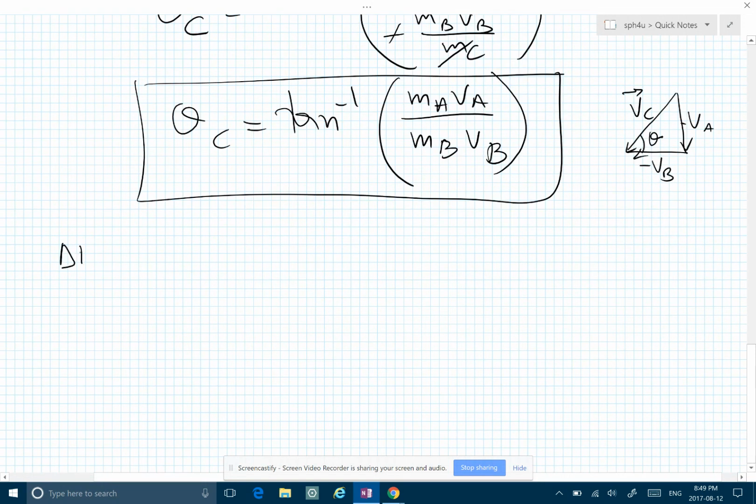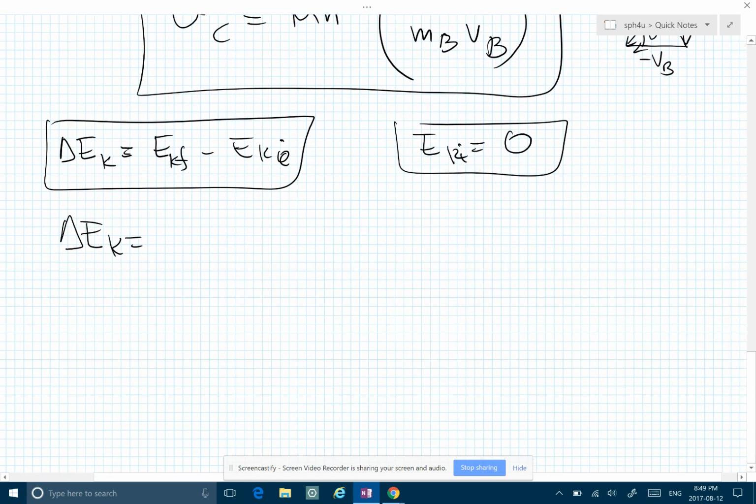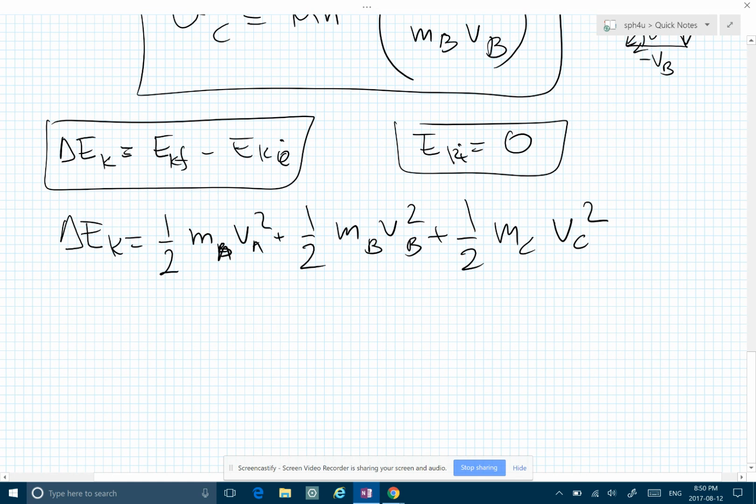How do we find the change in kinetic energy? Well, it is final minus initial. The initial kinetic energy is 0. So the change, or the increase, in kinetic energy, which is done by a transformation of nuclear energy into kinetic energy, is the sum of the kinetic energy of every particle: half of MA VA squared plus half of MB VB squared plus half of MC VC squared.